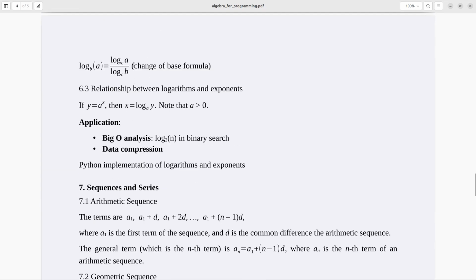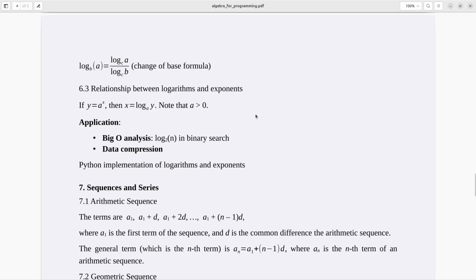And we have another formula called the change of base formula. Log of a with base b equals log of a with base c, divided by the logarithm of b with base c. And this c can be any number other than a or b. And we have the relationship between the logarithms and exponents, which is able to help us link the two things together. If y equals a to the power of x, then x is equal to log of y with base a. We have to notice that a has to be larger than 0. That means both the bases have to be larger than 0 to make this relationship defined.